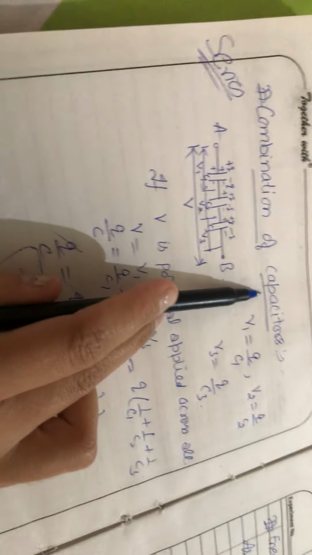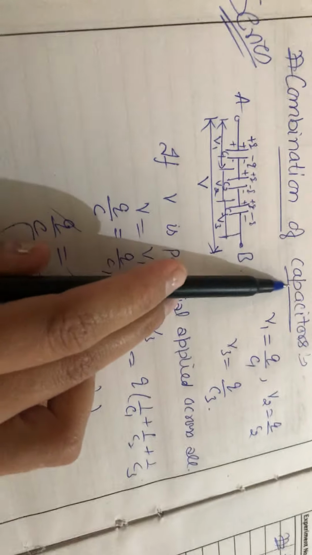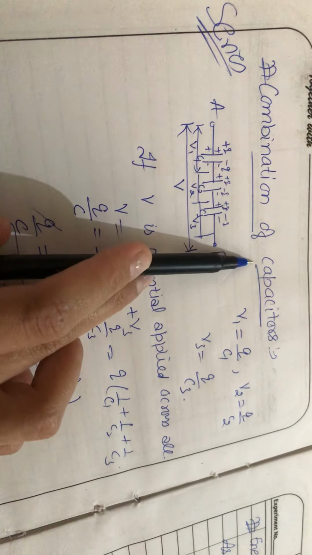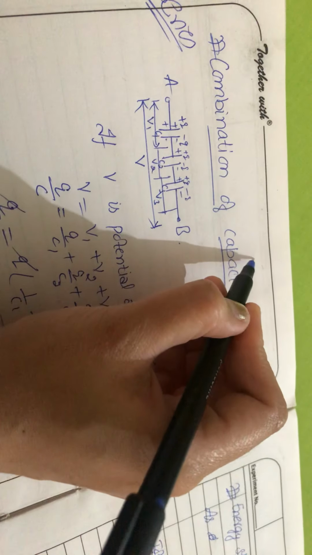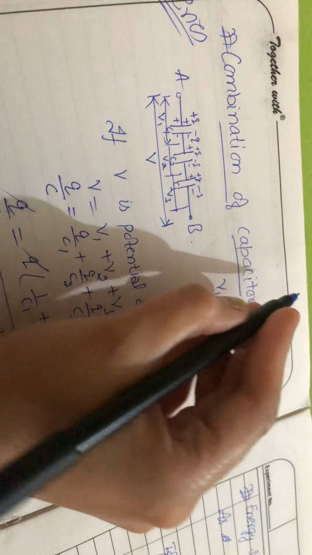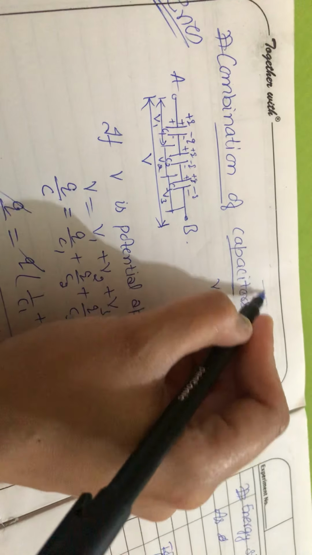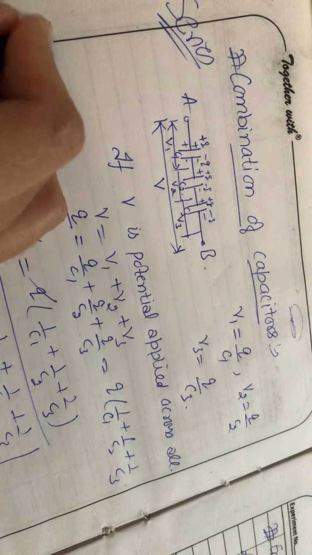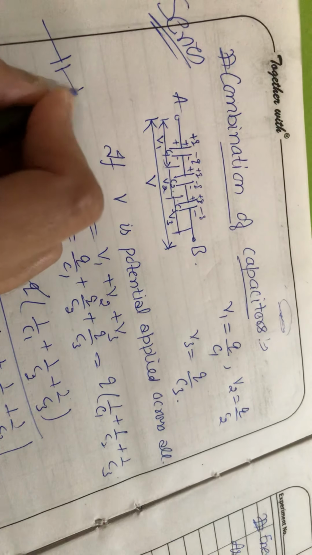As we have already studied the basics of capacitors, now we will read about the combination of capacitors. Earlier in the 10th class, we studied the combination of resistors. Here we will do the combination of capacitors. This diagram is a little messy. Let me make it here clearly for explanation.